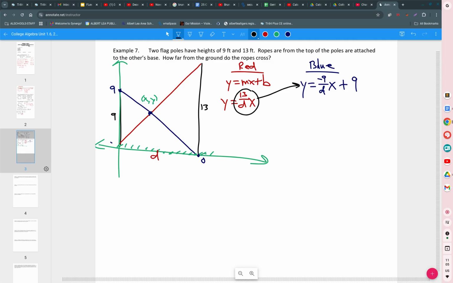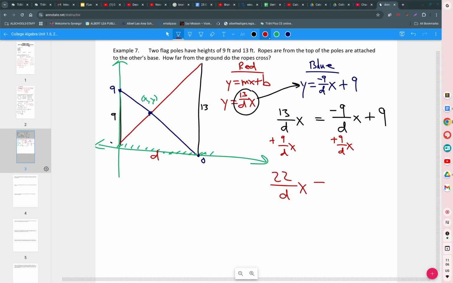So we got 13 over d times x. I'm sorry, that x should not be in the denominator. I got kind of sloppy. It should be right on the edge. It is equal to negative 9 over d times x plus 9. So our goal is to solve for x. So I'm going to gather the x's on the left-hand side. So if I add 9 over d x to both sides, I get 22 over d x is equal to 9.